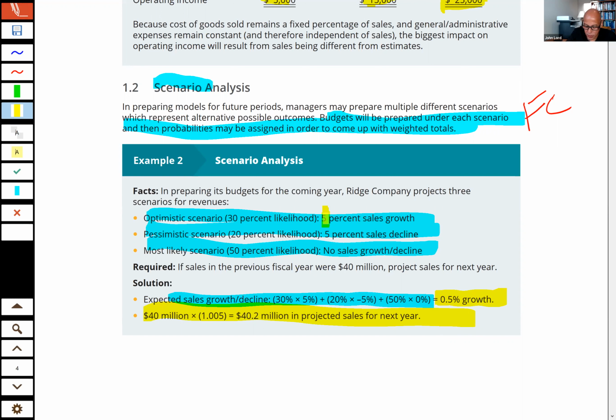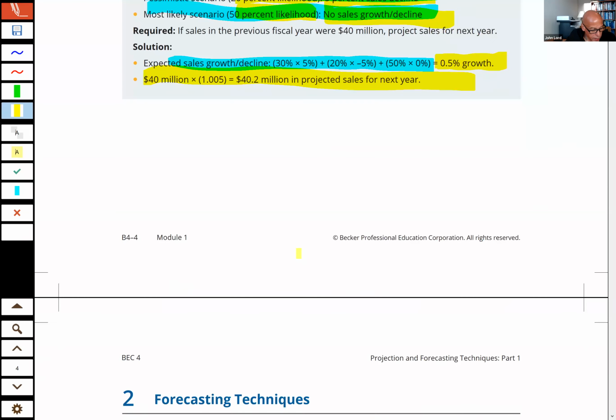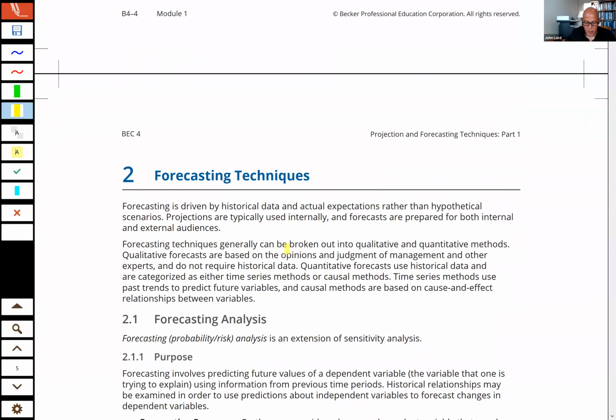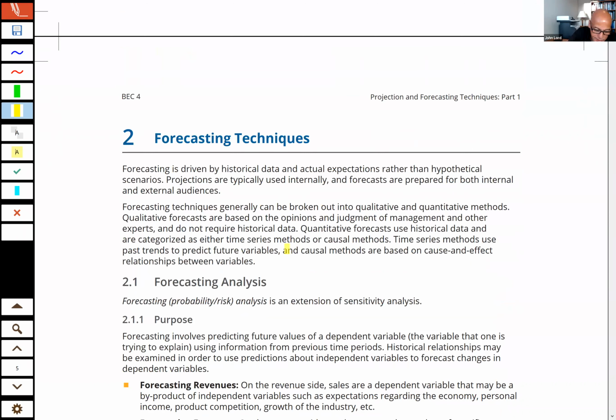Now this is a very simplistic discussion here. I mean, the big question to me would be, where did these numbers come from? The 5% sales, and then these likelihoods on here is the big deal, but they're not going to make us do that. Okay, they'll just give us those numbers and see if we know how to put them together to come up with a projection.